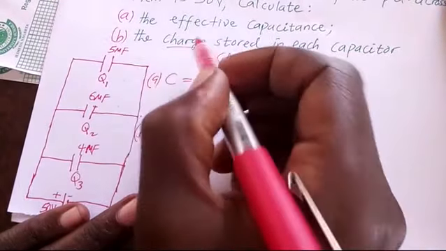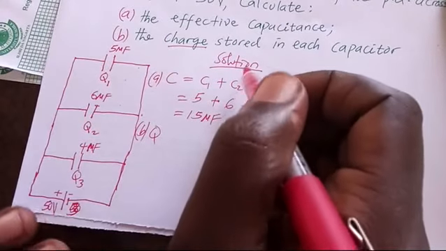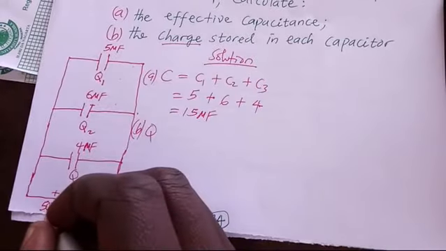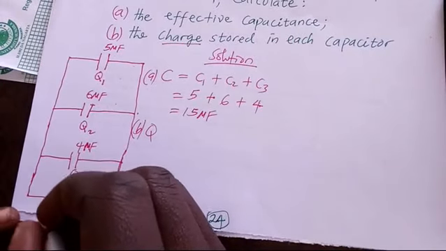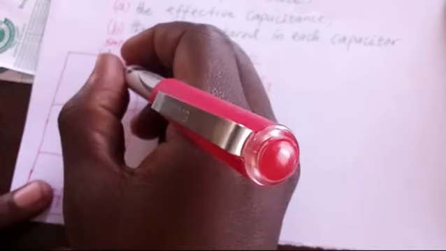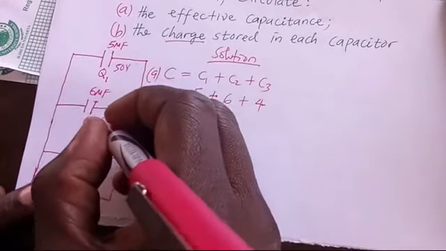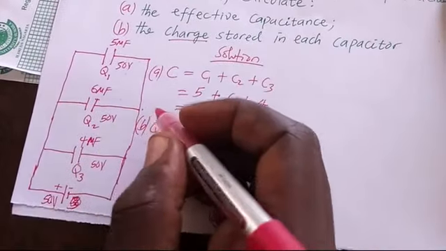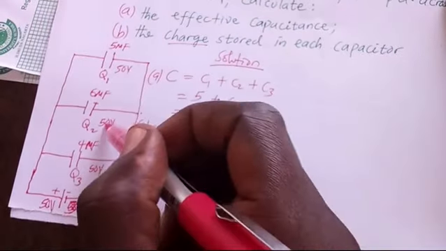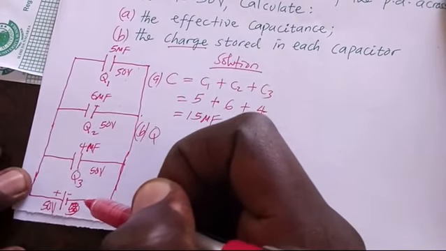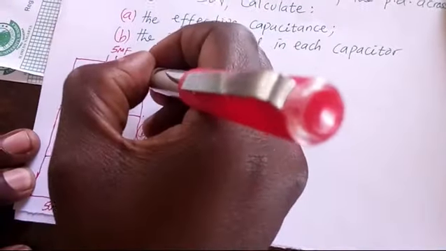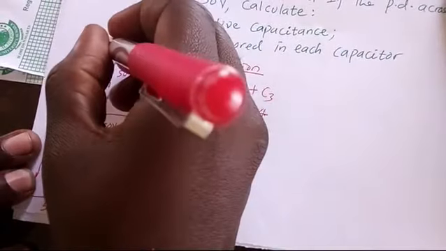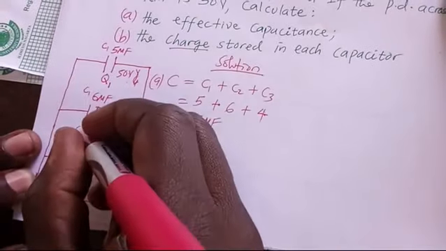B said we should get the charge stored in each capacitor. To get the charge stored in each capacitor, remember the PD, this 50 is your PD, is your V. The PD across this one is 50 volt, the PD across this one is 50 volt, the PD across this one is 50 volt, because when they are connected in parallel, they have the same potential difference across them. And this is your V, and this is your C1.